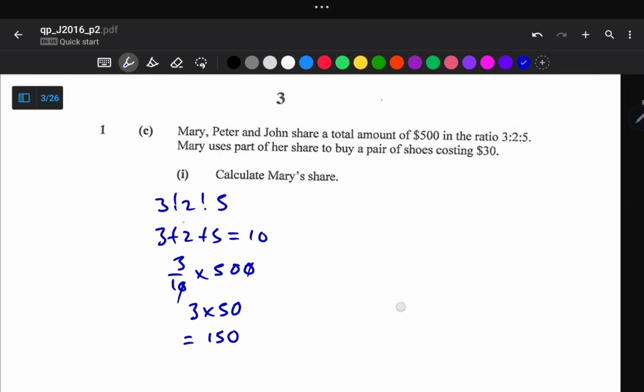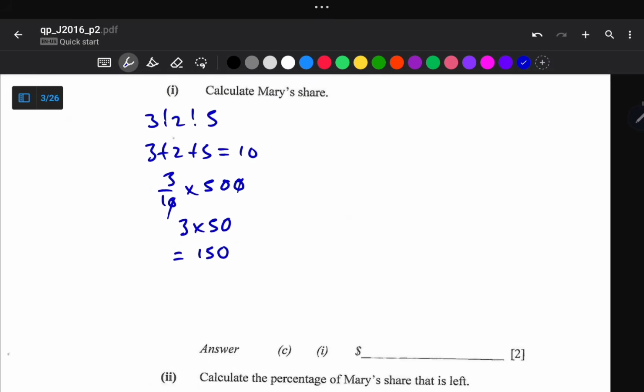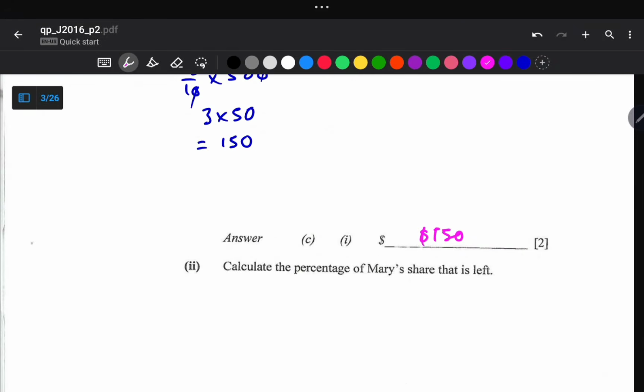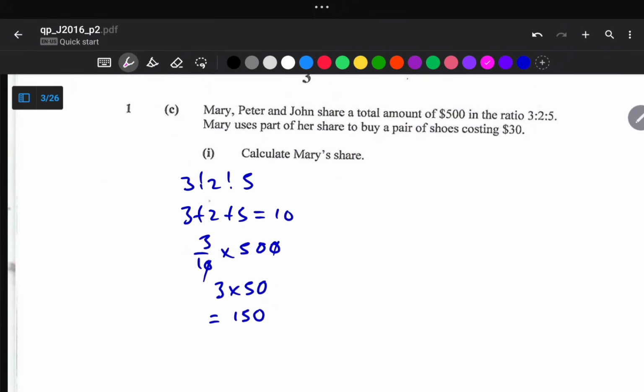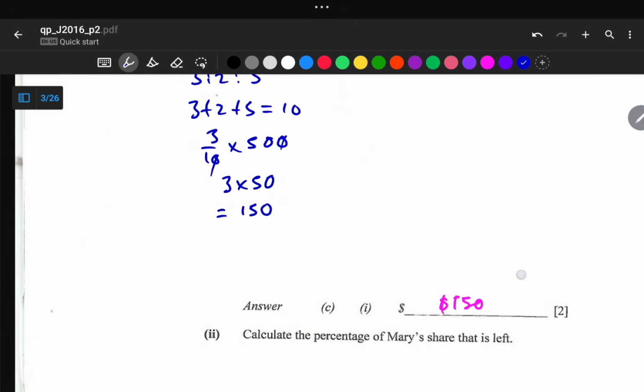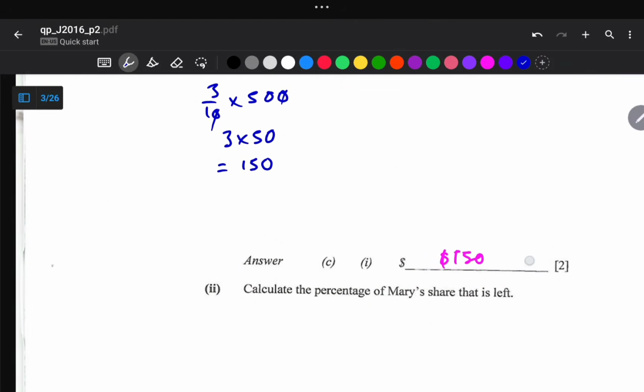Okay, so Mary's share is equal to $150. Okay, so let us move on to the next part of the question, which says calculate the percentage of Mary's share that is left. So given that Mary uses a part of her share to buy shoes costing $30, and we are required to calculate the percentage of Mary's share that is left.